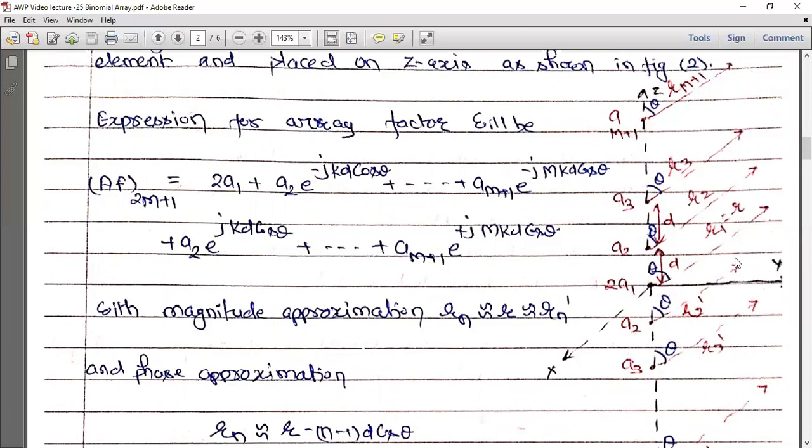Again, using the same expression for the array factor, the array factor expression for 2m plus 1 elements will be given by this. So for the first element, this is 2a1 e to the power minus jkz.